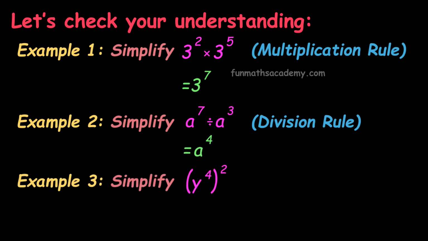Example 3. Simplify y power 4 whole power 2. This is raising a power to another power. So we apply the power of a power rule. What do we do? Multiply the exponents. 4 times 2 is equal to 8. So y power 4 whole power 2 is equal to y power 8.